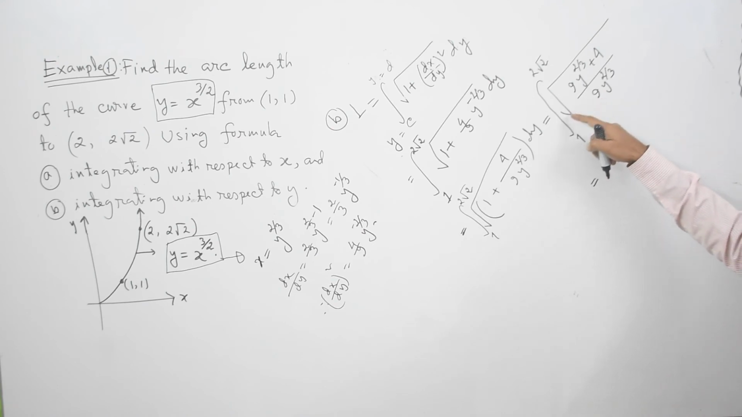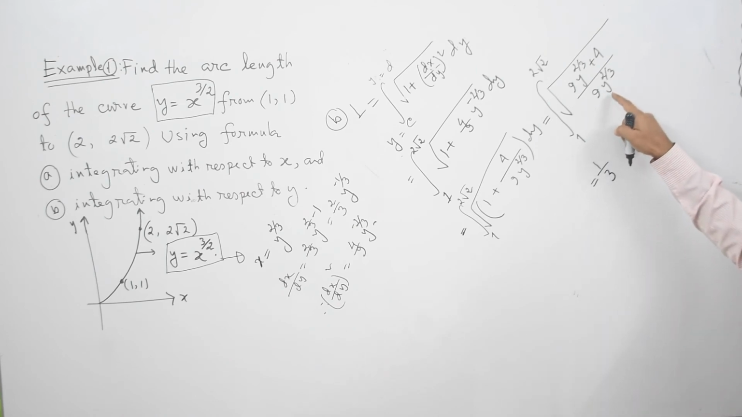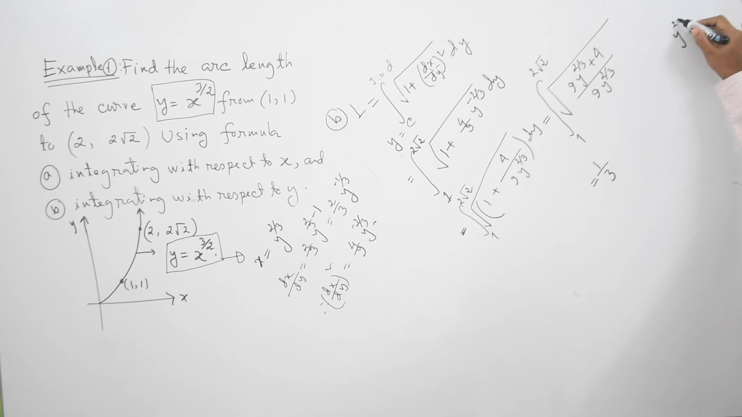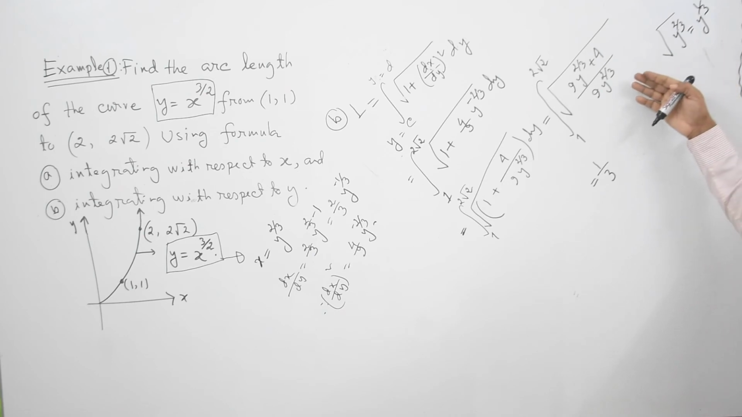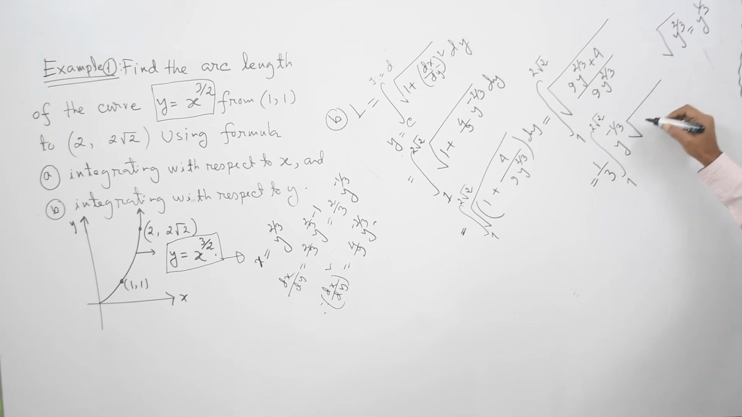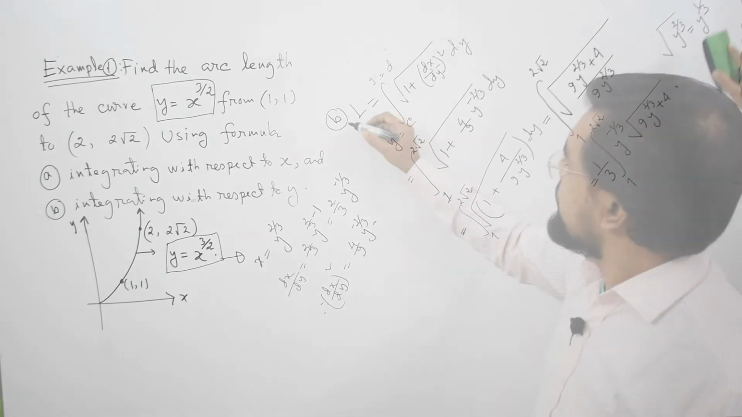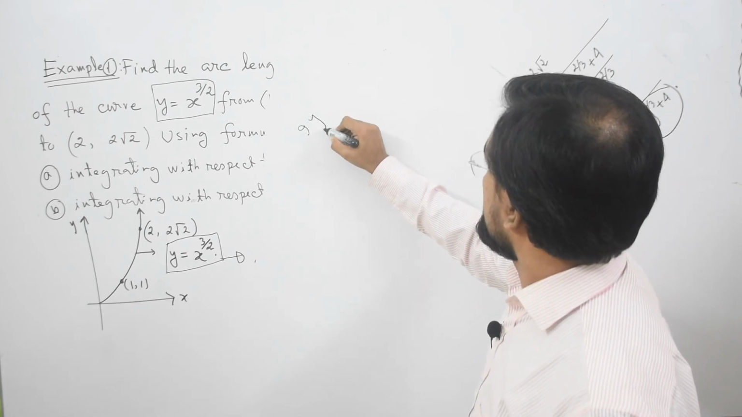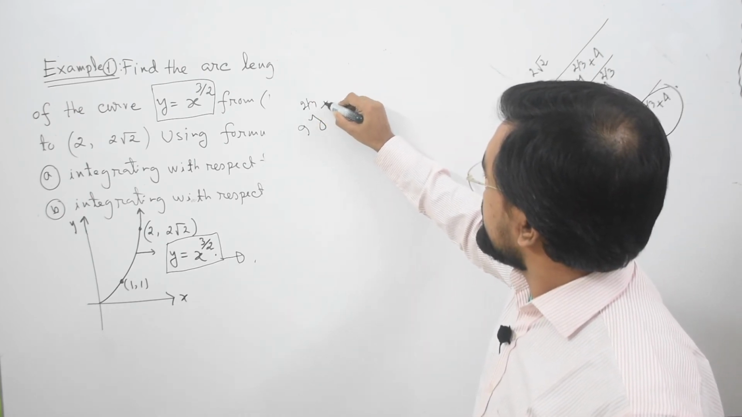If you take 9 out of this square root, then it will be 1/3, and if you take y to the power 2/3, if you square root it, it will be y to the power 1/3. So if you take it into the numerator, then you will get y to the power minus 1/3 times the root of 9y to the power 2/3 plus 4. So now we can use u substitution here. Let's say 9y to the power 2/3 plus 4 equals z.